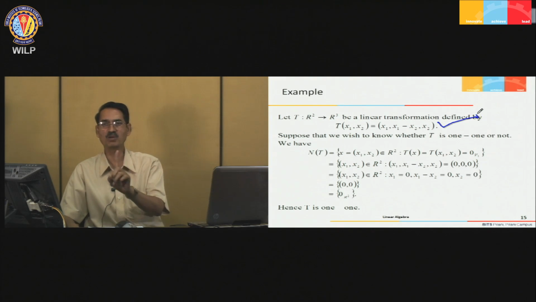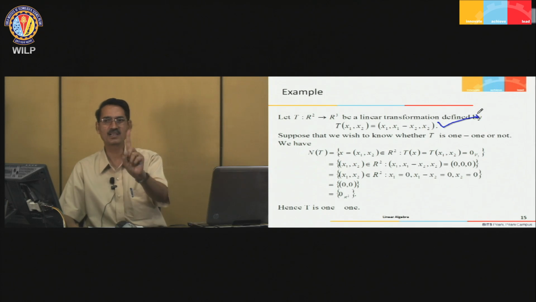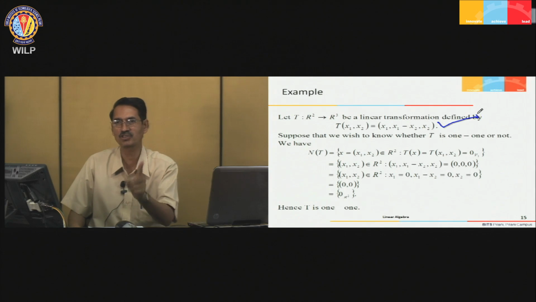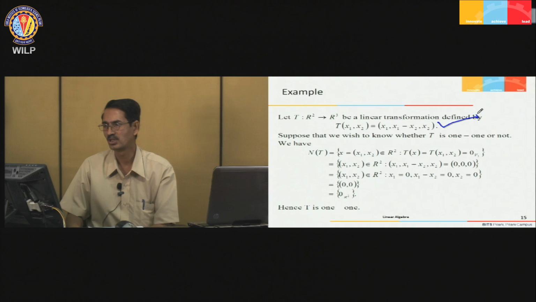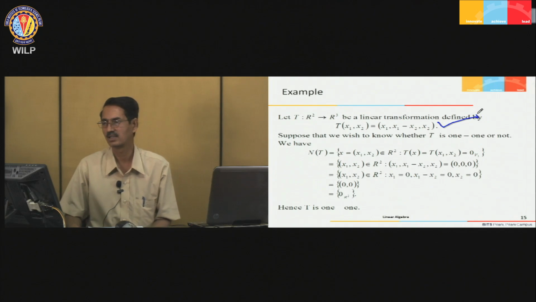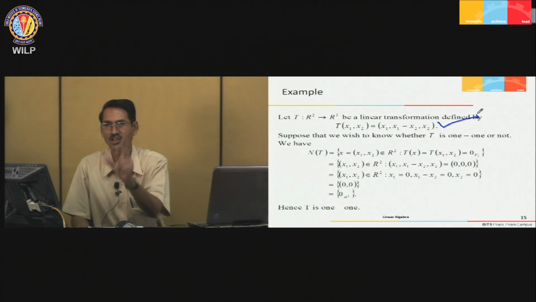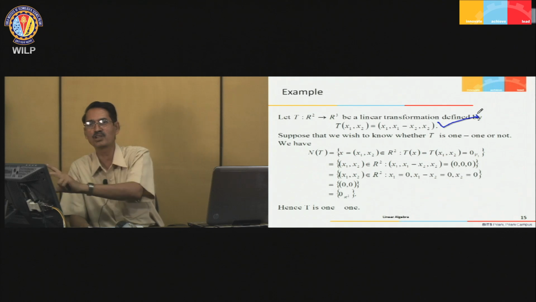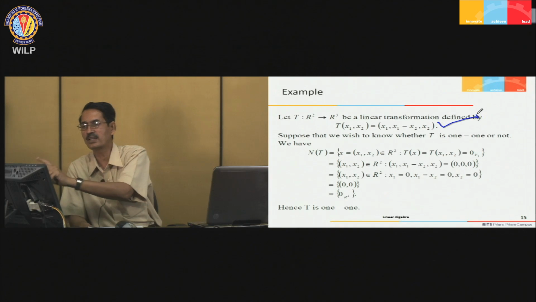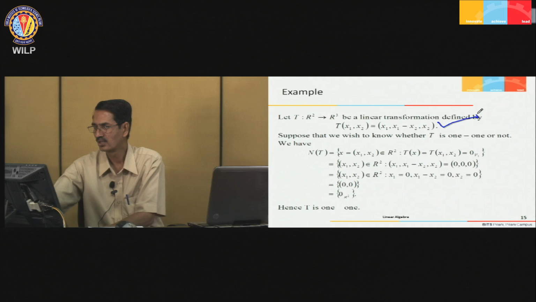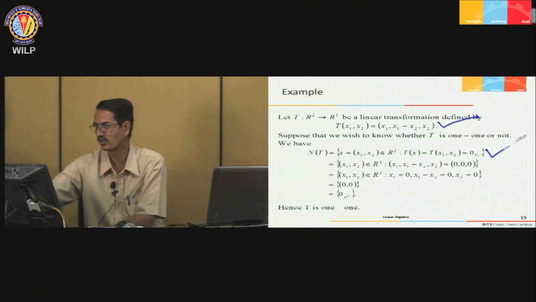I told you that T is 1-1 if and only if the null space of T consists of the single element, that is the 0 element of the domain space U. So, find what is the null space of T. Remember, the null space of T is the collection of all those elements of the domain space which are mapped by T onto the 0 element of V, and what is V here? R3. So, the null space of T is the set of all (x1, x2) in R2 such that T of x, that is T of (x1, x2), must be equal to 0.